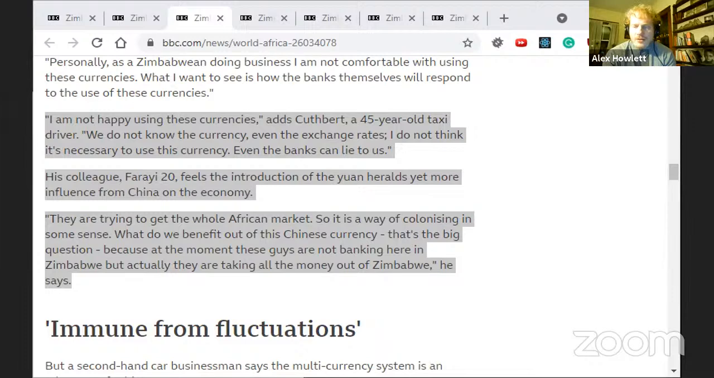Now, so that's true. China is kind of trying to get more powerful, get more of a foothold in various ways. But it's also true that the Zimbabwean people wouldn't be using the currency unless it provided some benefit to them as well. So there's kind of a mutual thing going on. And of course, there are going to be some people who resent that it's happening, that kind of thing.